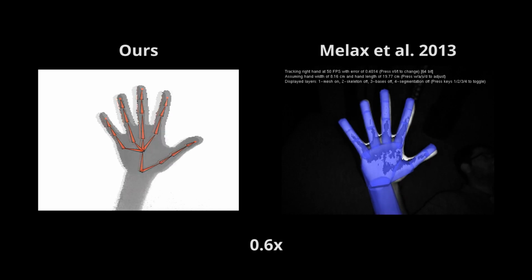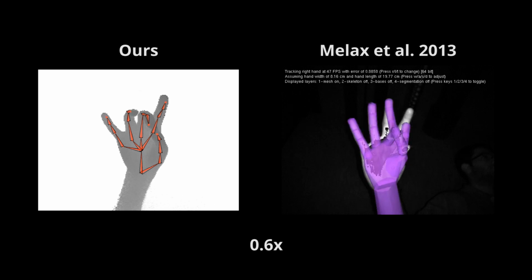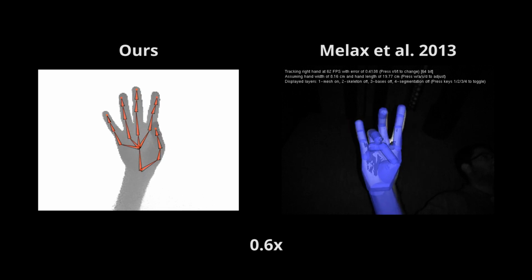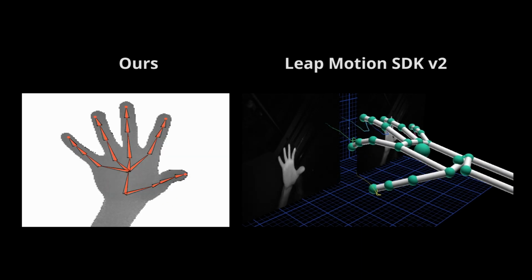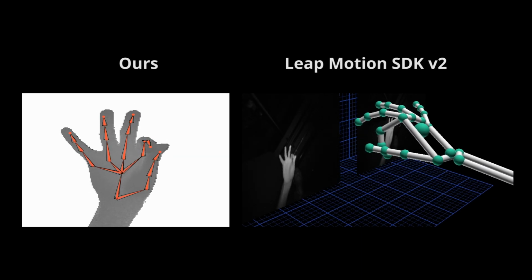Pinching is an important gesture for interaction applications. The method of Mueller et al. produces a sliding effect when pinching, while our method tracks the pinch stably. We notice a similar problem with the Leap Motion when using a comparable camera arrangement.